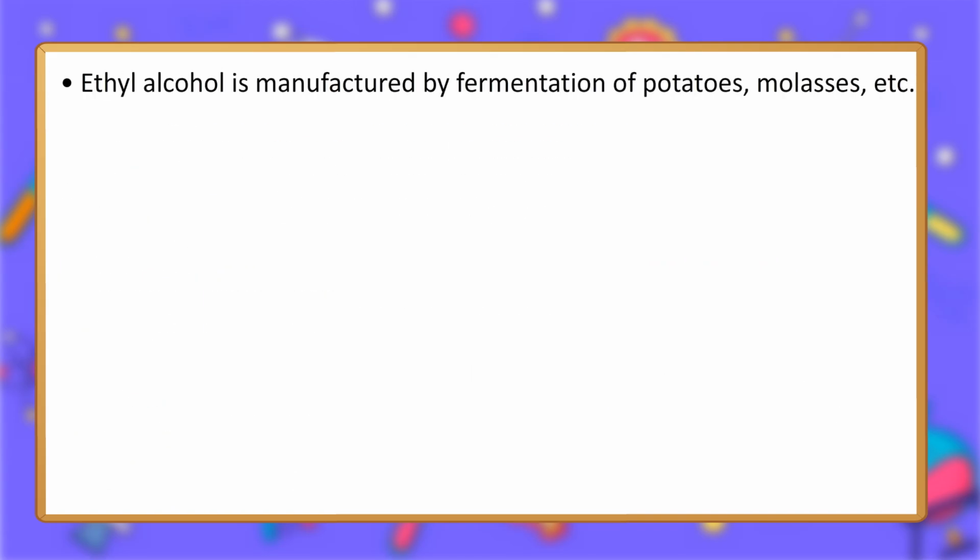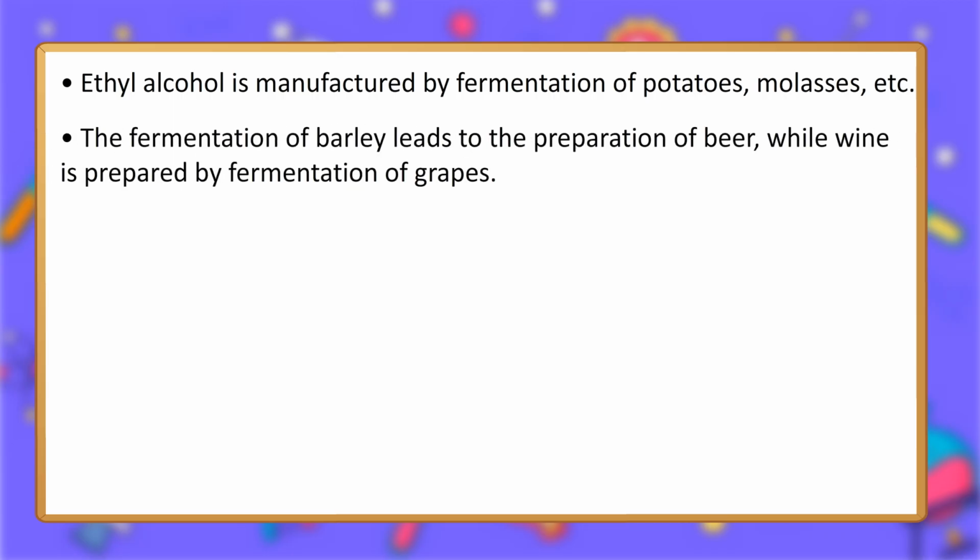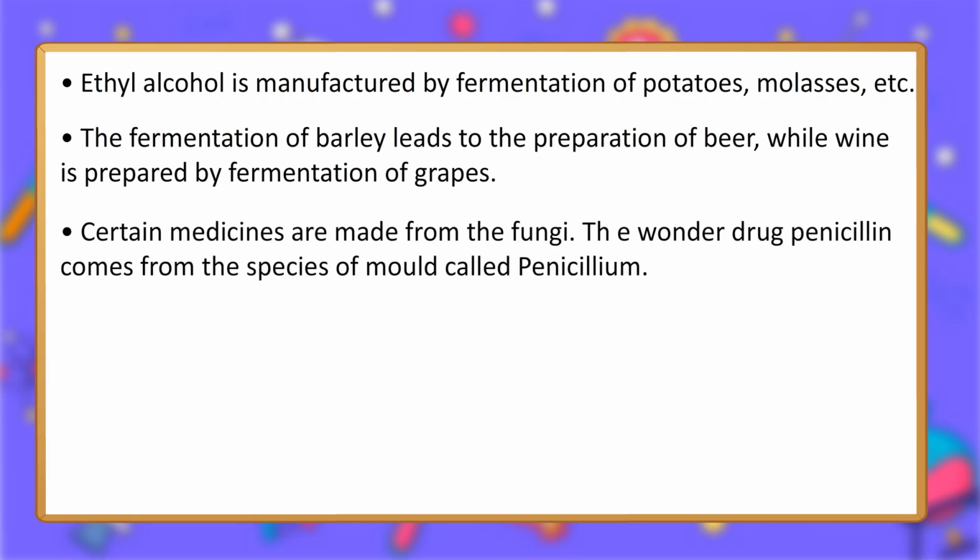Ethyl alcohol is manufactured by fermentation of potatoes, molasses, etc. The fermentation of barley leads to the preparation of beer, while wine is prepared by fermentation of grapes. Certain medicines are made from the fungi. The wonder drug penicillin comes from the species of mold called Penicillium.